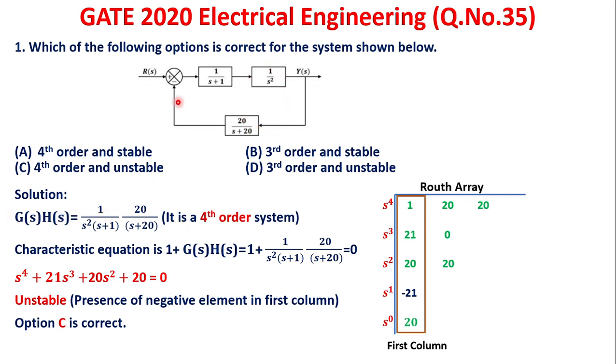Solution. To find G(s)H(s), which means the loop transfer function, I have multiplied these two. Definitely it is s power 4, no doubt. So it is a fourth order system. To check the stability, we have to formulate the Routh array. So the characteristic equation is needed for that: 1 plus G(s)H(s) equal to 0. G(s)H(s) is known, so from that we have written 1 plus G(s)H(s) equal to 0.